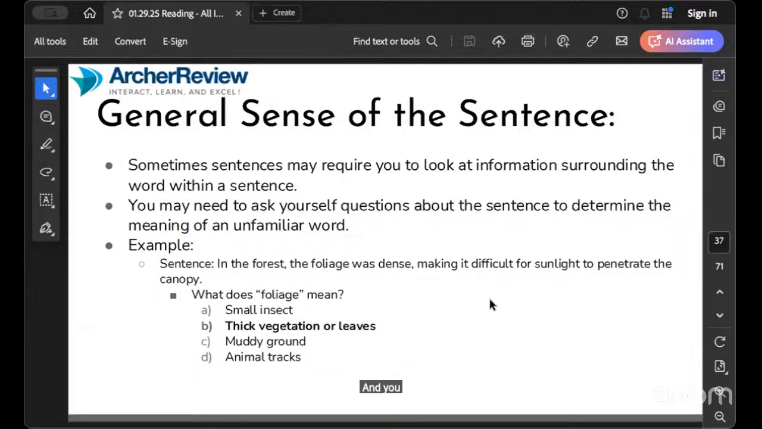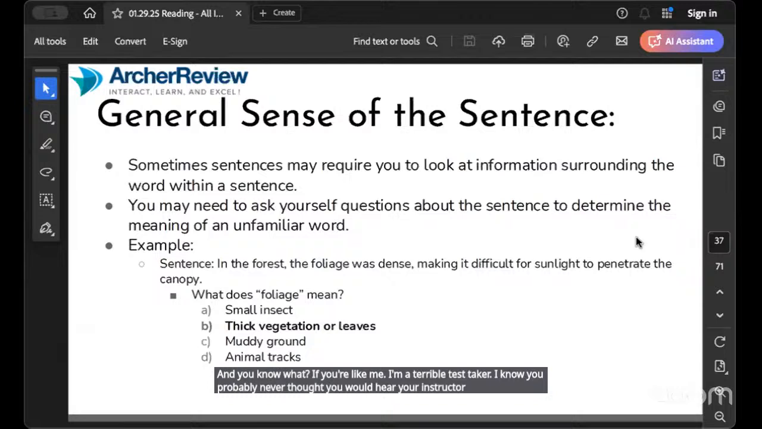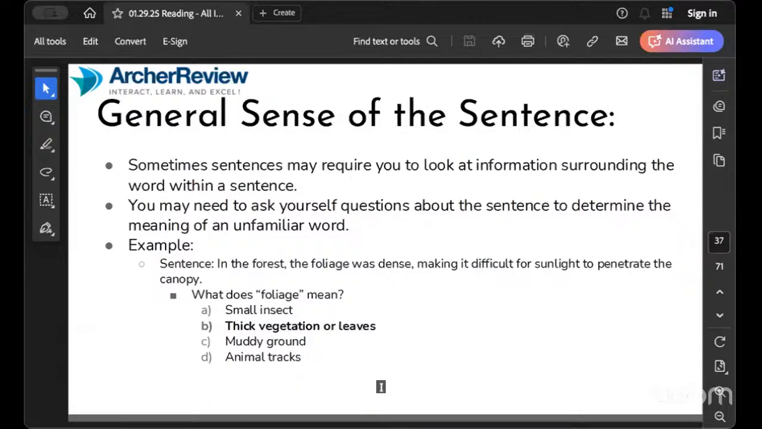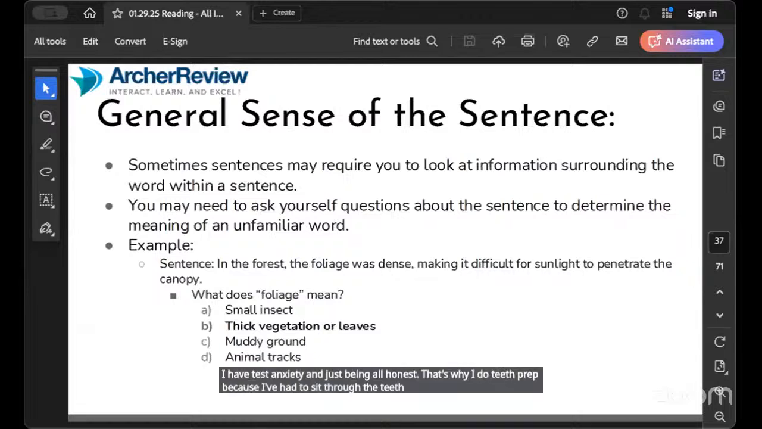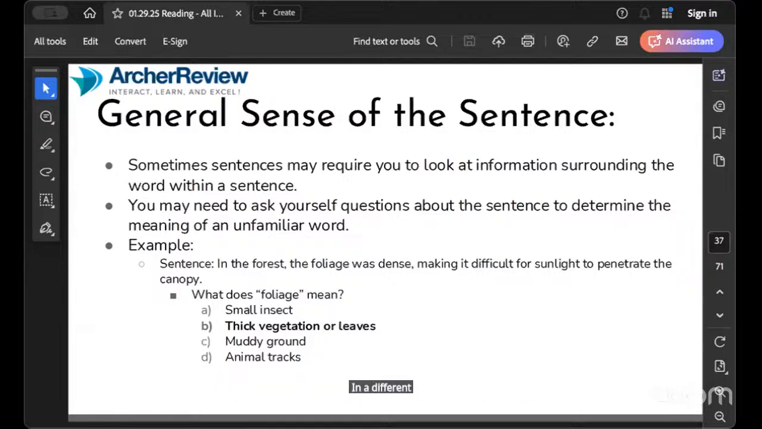And you know what? If you're like me, I'm a terrible test taker. I know you probably never thought you would hear an instructor say that. I have test anxiety. And just being all honest, that's why I do TEAS prep, because I've had to sit through the TEAS before. I did take the TEAS. In a different life, I was going to be a physical therapist. But this is why I have these tips and tricks, because that's what works for me as a test taker.